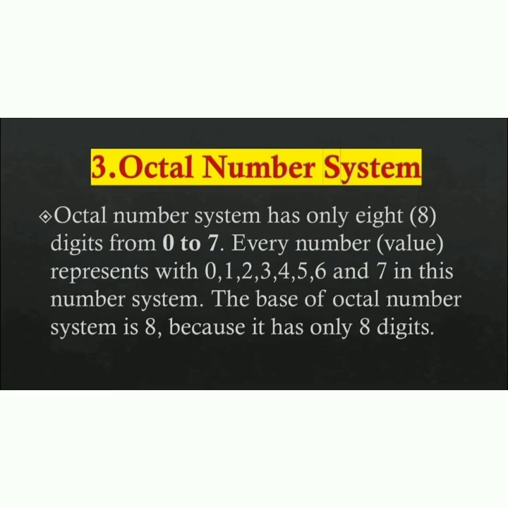Third is octal number system. Octal number system has only 8 digits from 0 to 7. Every number is represented with 0, 1, 2, 3, 4, 5, 6 and 7 in this number system. So the base of octal number system is 8 because it has only 8 digits.